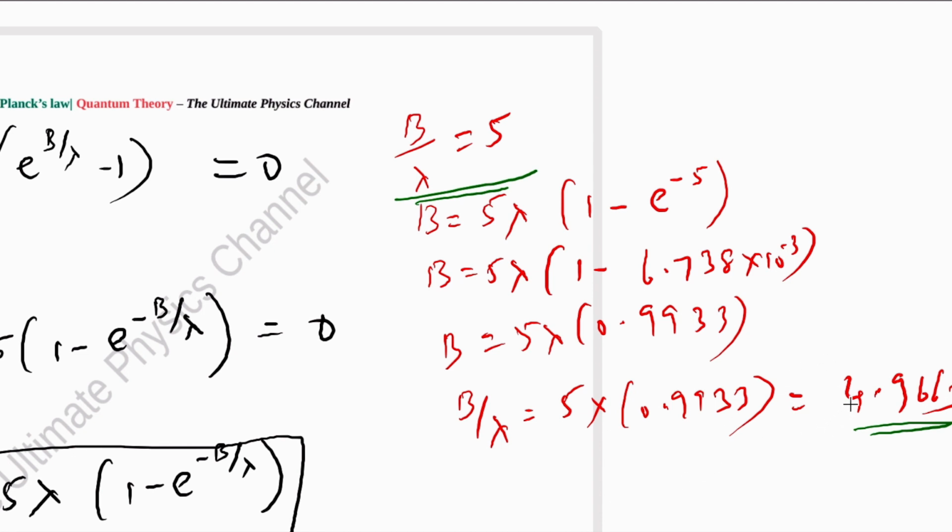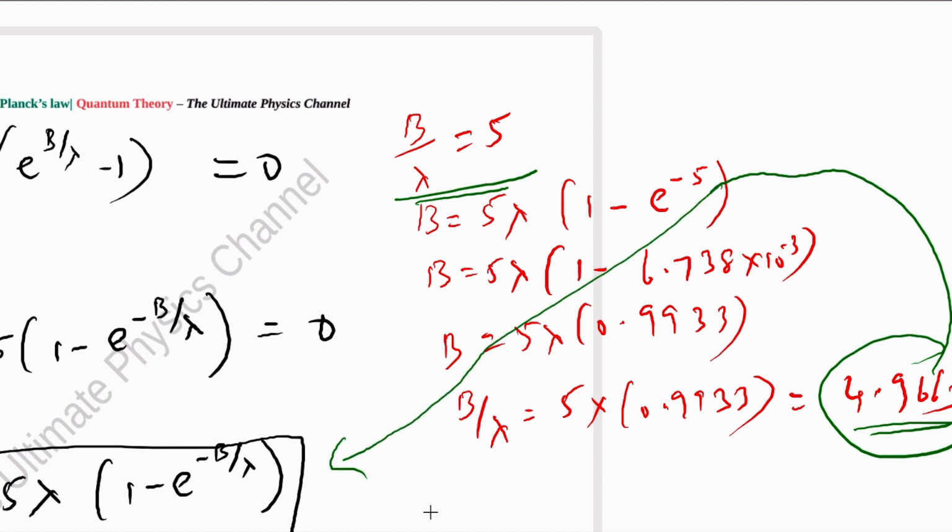Now we can further substitute this value back into the original equation for b. Therefore b is equal to 5 lambda times 1 minus e power minus, instead of 5 here, now we will do 4.9663. This is the substitution iteratively. We are doing substitution iteratively, starting from a guess of 5, and we are getting 4.9. If you do this, we would get the next value to be lesser, right?